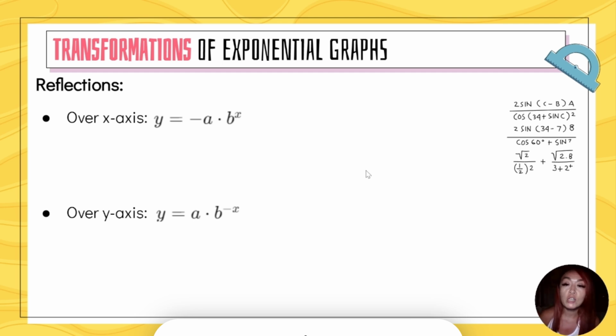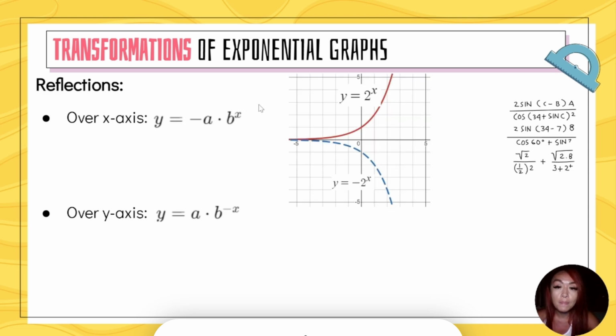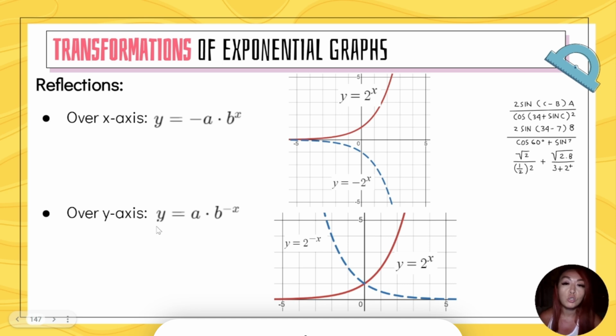We can also have reflections either over the x-axis or the y-axis. So when a is negative and your equation is in the form of y equals negative a times b to the x, that's a reflection over the x-axis. A reflection is like a mirror image. So imagine flipping the graph over the x-axis, so vertically, because it's over the x-axis. And when the exponent is negative and you have y equals a times b to the negative x, that's a reflection over the y-axis. So it's flipping horizontally over the y-axis.